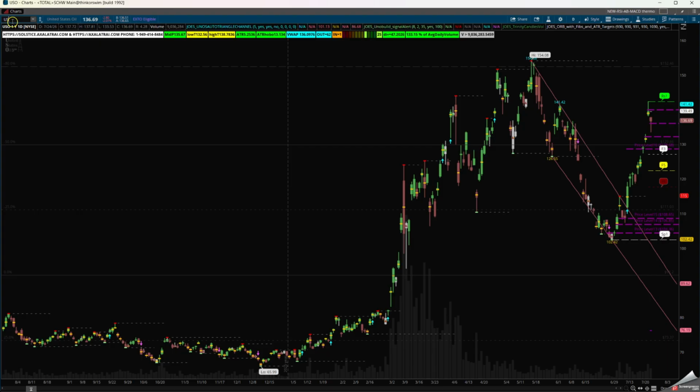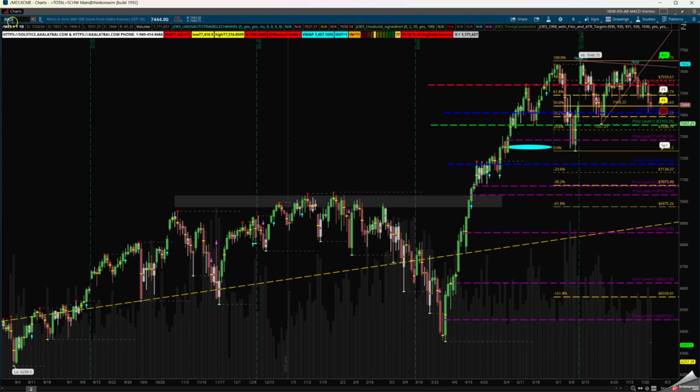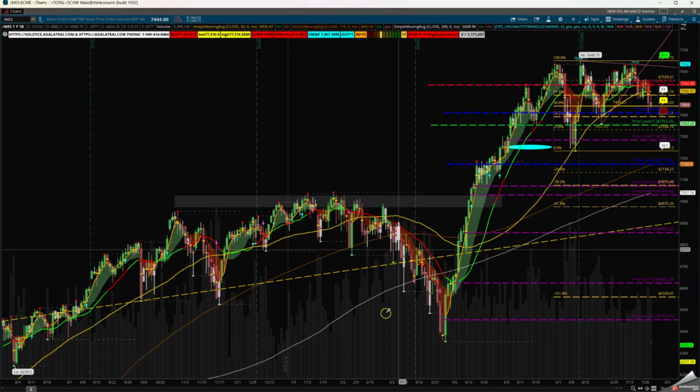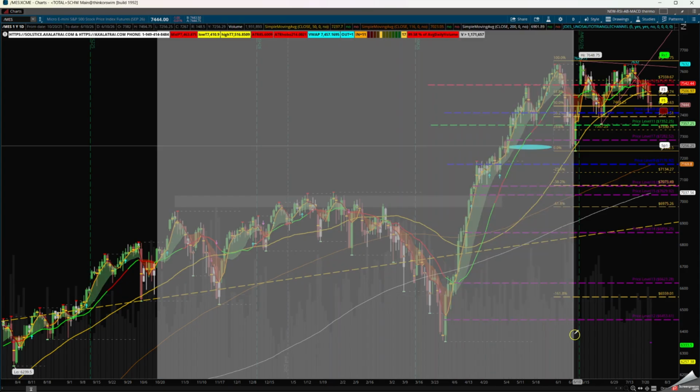So let's go and take a look at now the micro ES, and what I want to do is change the micro ES to the daily. I'm going to change the style to put those moving averages in there so everyone can see it. We're going to use a clean SMA. And what I wanted to do here, I know there's a lot of coloring in here.